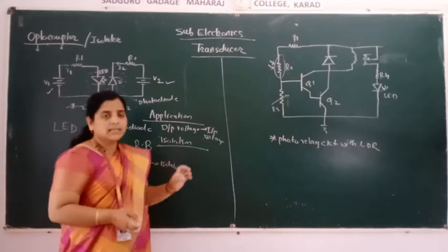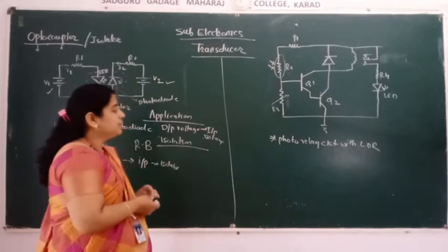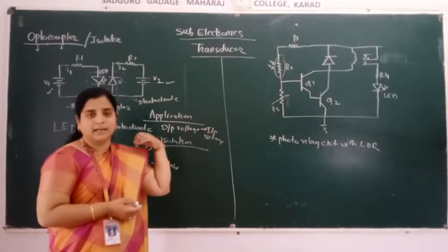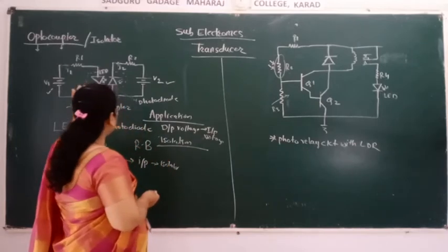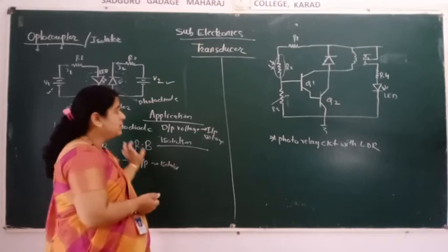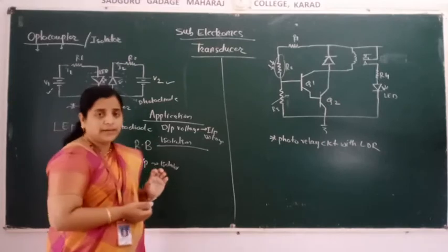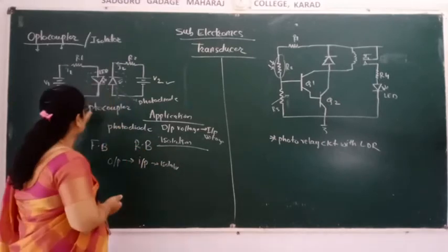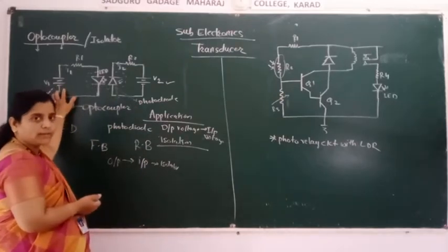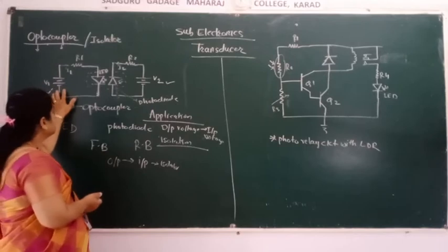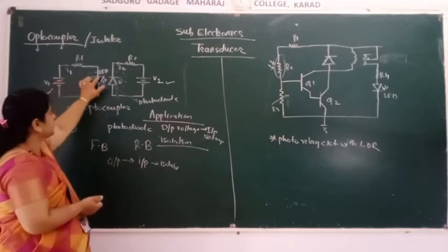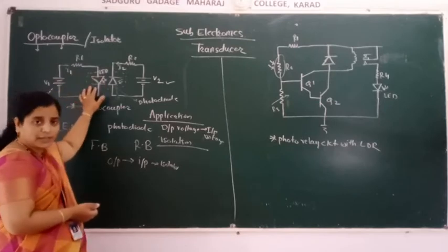So one question is asked like this: draw the circuit diagram for a photo relay circuit with LDR. If asked to explain the optocoupler, you have to draw this diagram and explain its construction. First you write the construction. A one-volt battery is taken, and it is connected forward bias to the LED, meaning positive is connected to the positive of the battery and negative to the negative of the battery.